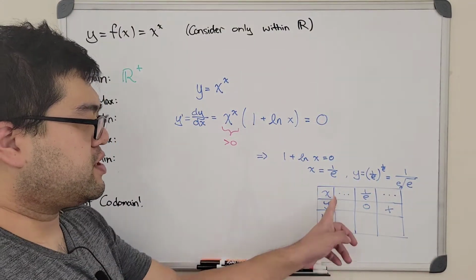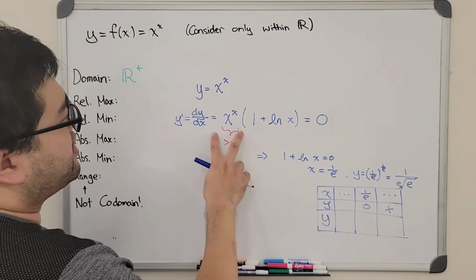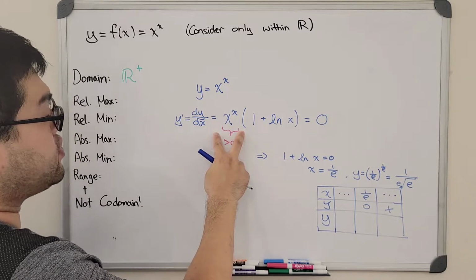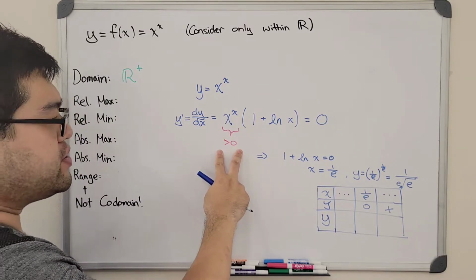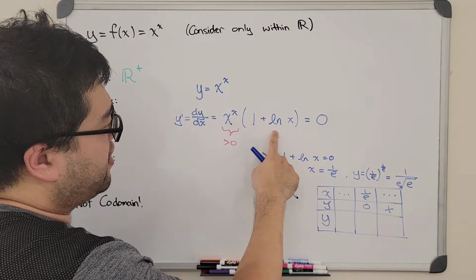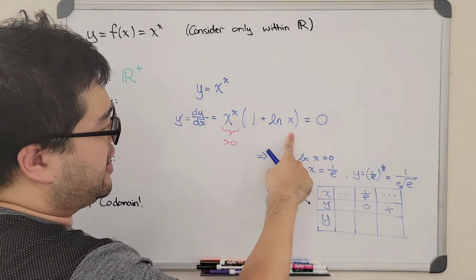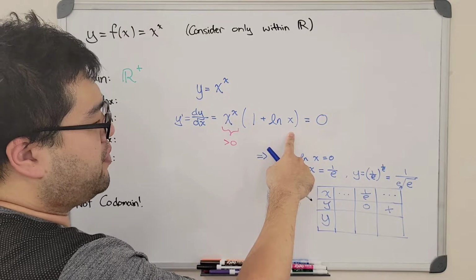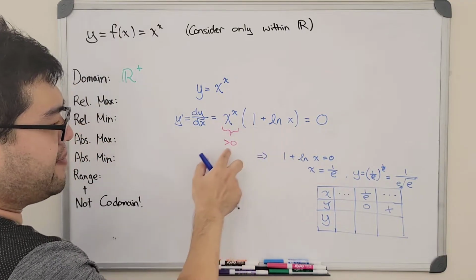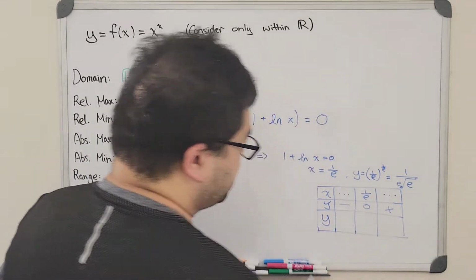Similarly, if we choose something that is less than 1 over e, such as 1 over 10, we still end up with x to the x power being greater than 0. But for the second part, we have ln of 1 over 10, which is negative, and in fact it is less than -1. Then plus 1 still ends up negative. So we have a positive value times a negative value, meaning that the whole product is negative.